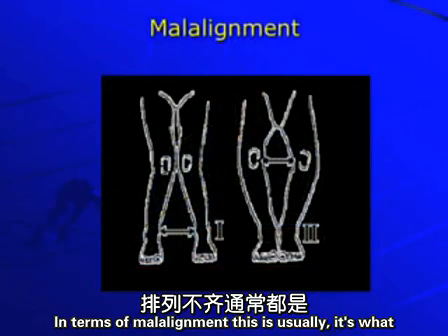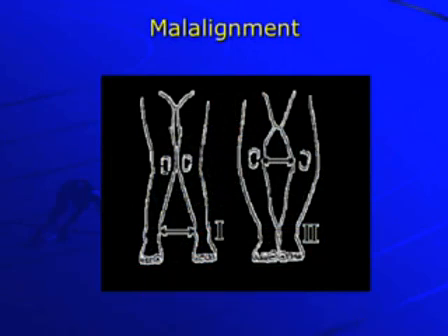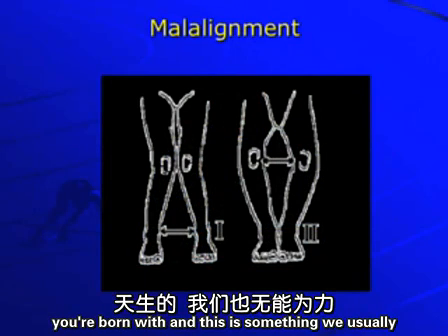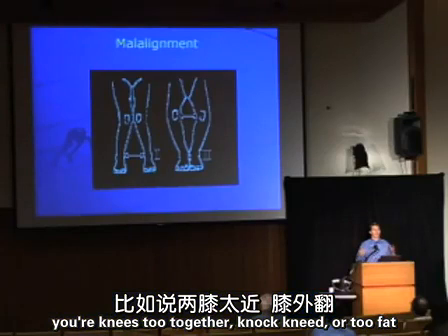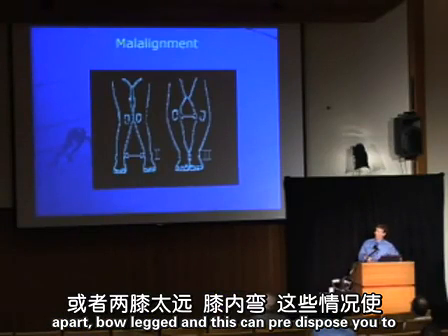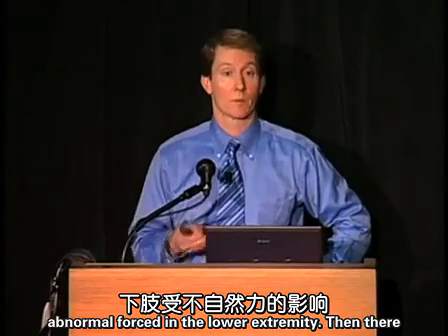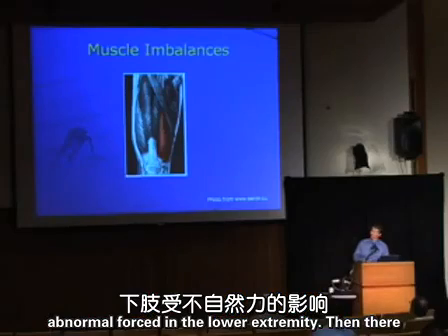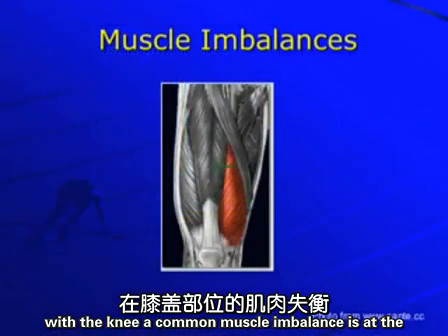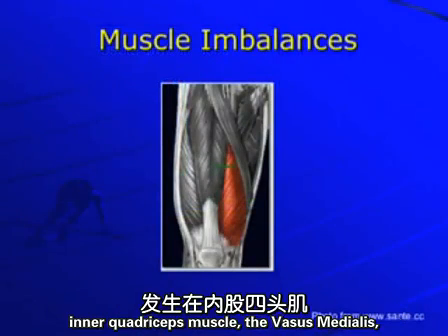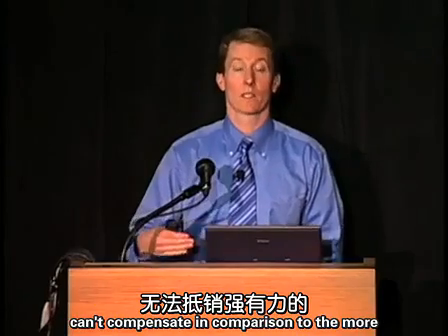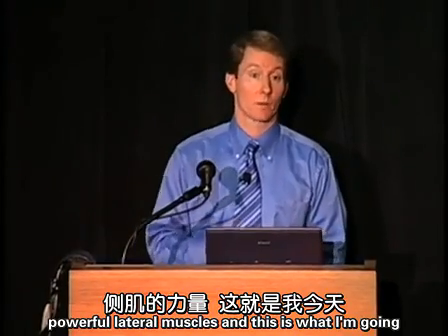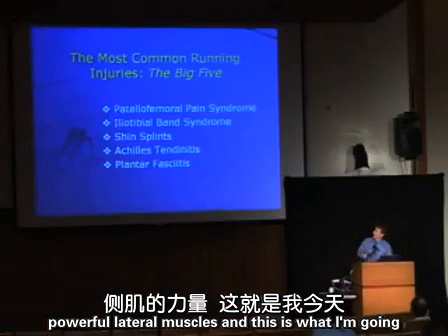In terms of malalignment, this is usually what you're born with. And this is something we usually can't change. So you may have knee alignment with your knees too close together, knock-kneed, or too far apart, bow-legged. And this can predispose you, obviously, to abnormal forces in the lower extremity. Then there's muscle imbalances. So to give you an example, with the knee, a common muscle imbalance is that the inner quadricep muscle, the vastus medialis, particularly the vastus medialis oblique, is weaker or can't compensate in comparison to the more powerful lateral muscles. And this is what I'm going to go over tonight.